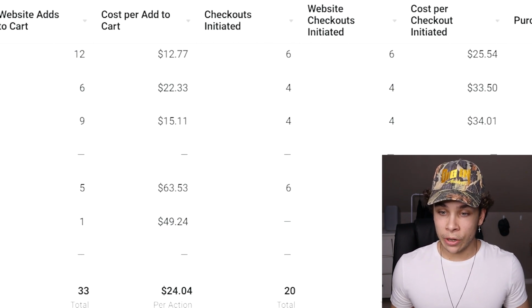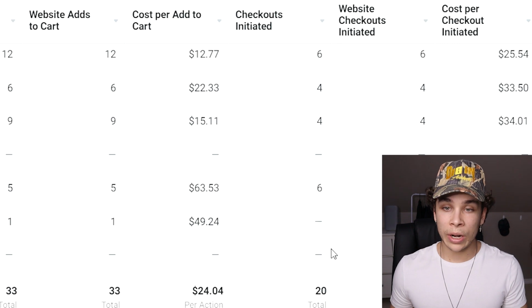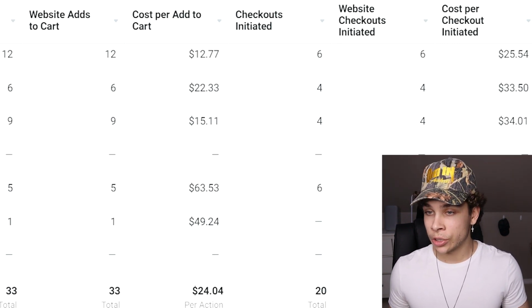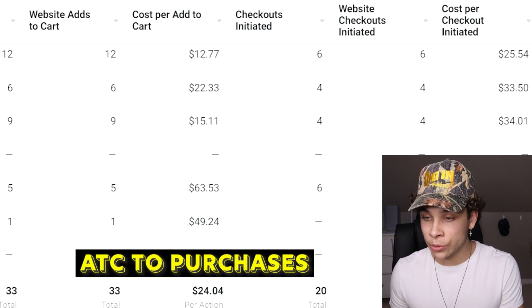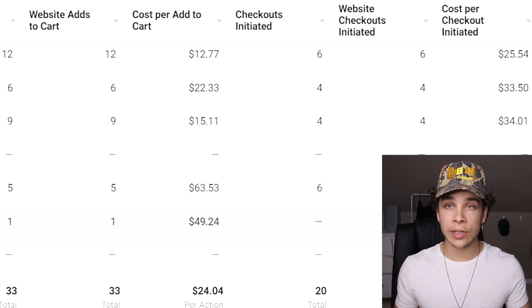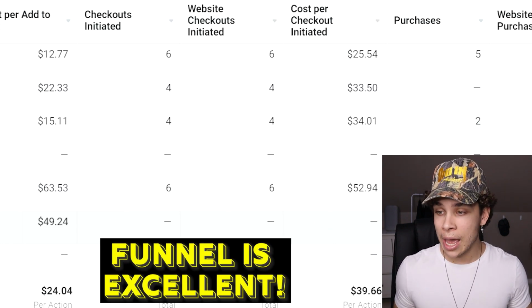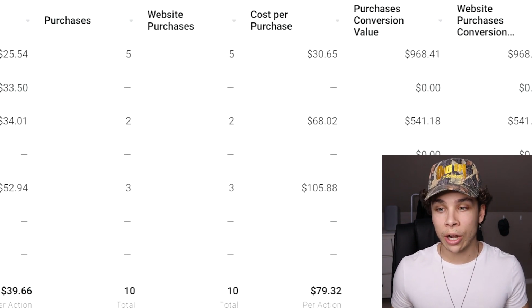If we keep looking here, the rest of the funnel looks pretty solid. We have 20 checkouts, and then going from 20 checkouts, we have around 10 purchases. So pretty close to that 30% there in terms of add to carts to purchases, which is what I'm looking for. And considering this is a high ticket product, I'm going to go ahead and say the funnel is excellent here. And that's what's allowed me to be pretty stupidly profitable right off the bat here.